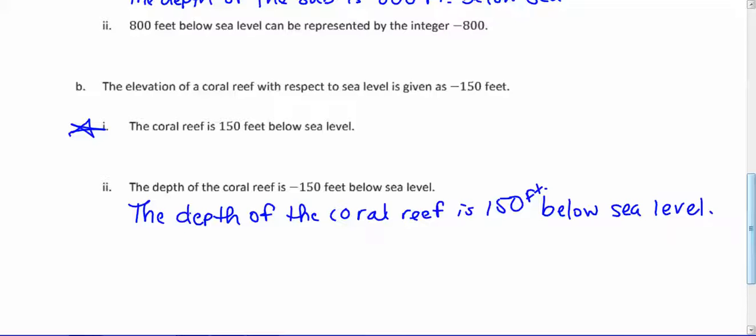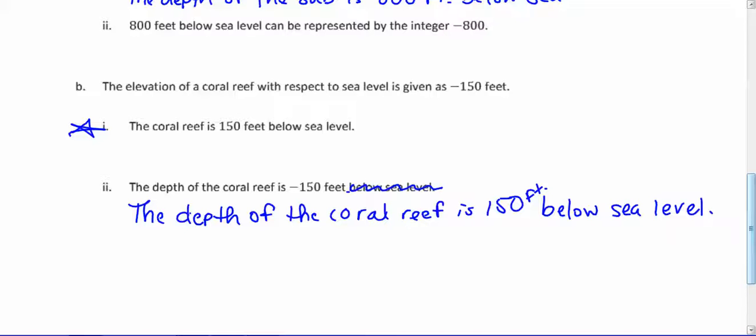Ava. You could just take away the below sea level. Very good. The depth of the coral reef is negative 150 feet, and take this out. Thank you. All right, any questions on how to make sure things are not a double negative? You know how to fix things that are a double negative? You have to pick one way of indicating that it's negative. Either by putting a negative sign in front of the number or taking out the below sea level in that case, okay?